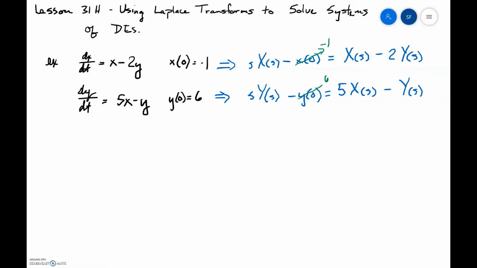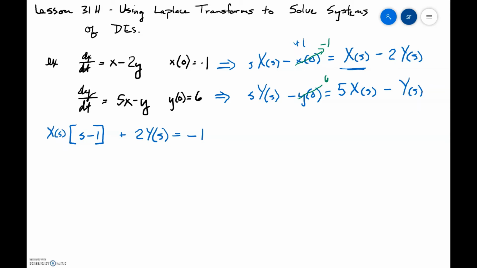Once we do that, let's pull the X of s's together first, and then the Y of s's, and put the constant to the other side. So if I have capital X of s, then on this side I have s, and when I move this term to the other side, I get minus 1. And then I can pull my Y of s over, and my plus 1 here becomes a negative 1 over there.